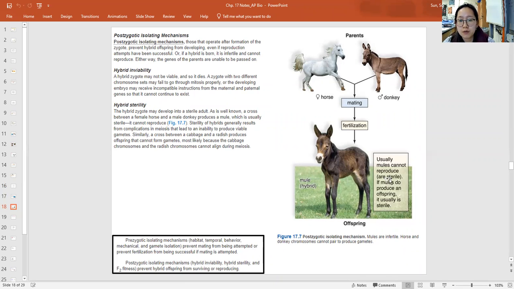So mules are an example. If you mate a horse with a donkey, you can get a mule. They're hardy pack animals that are also good for traversing mountainous areas because they're not as big as a horse and they have the sturdiness of a donkey. But they're sterile because they can't reproduce with anything else, because none of their genetic combination really matches, even other mules.